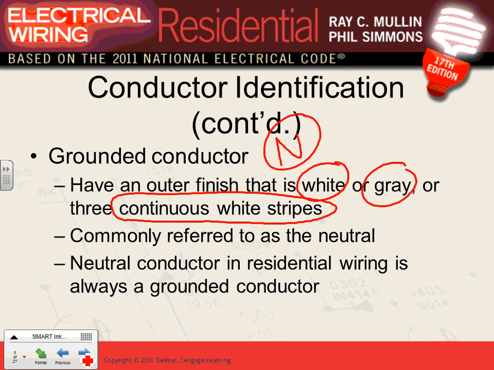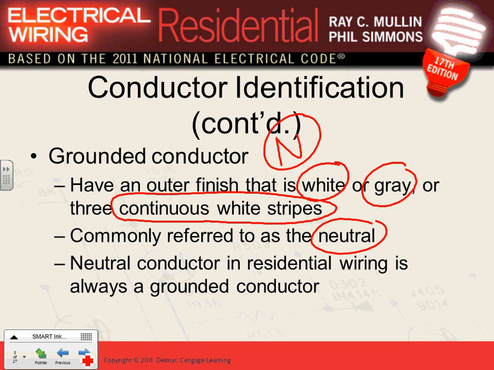Now again, you're designers. Who cares? You're going to be a project manager, right? An estimator. So when you're doing grounded conductor, be it a 277 system or a 120 system, or any grounded conductor, it has to be either white or gray, or white with white stripes. That's commonly called the neutral, as we all know.